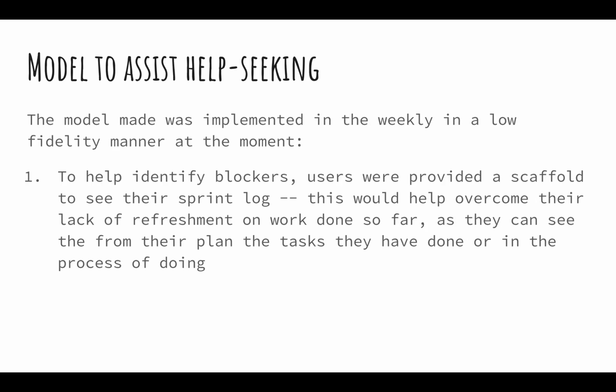So the model we have to assist this process of help seeking in the community is to provide scaffolds to, one, help identify blockers through their sprint log, and secondly, a scaffold of a guru list so that people can see other users' skill sets within the community as they're trying to identify a particular skill set that could help them overcome a problem they're facing.